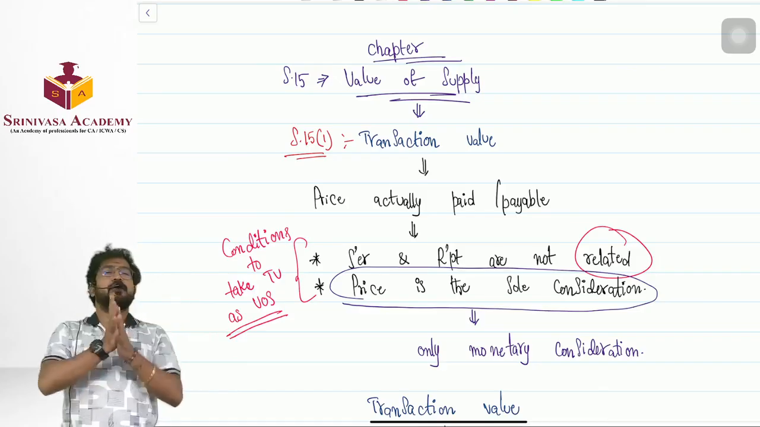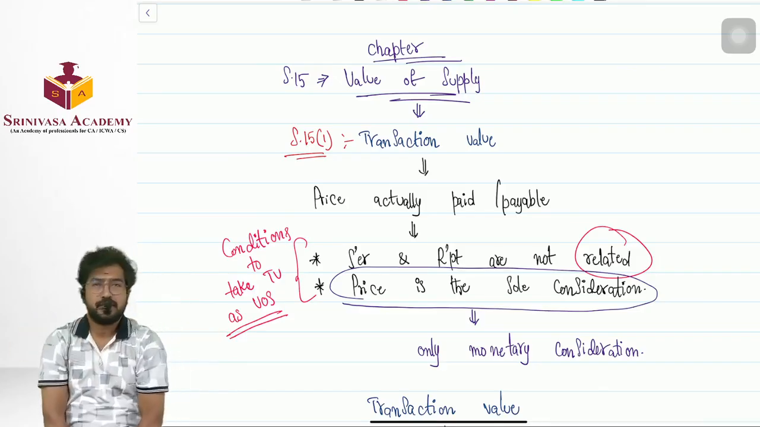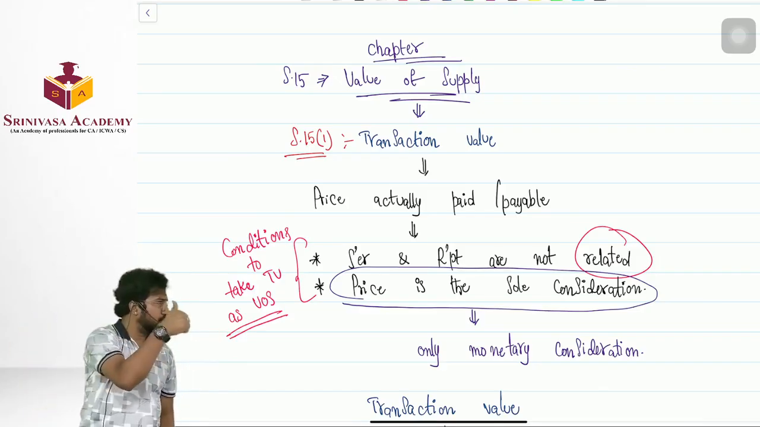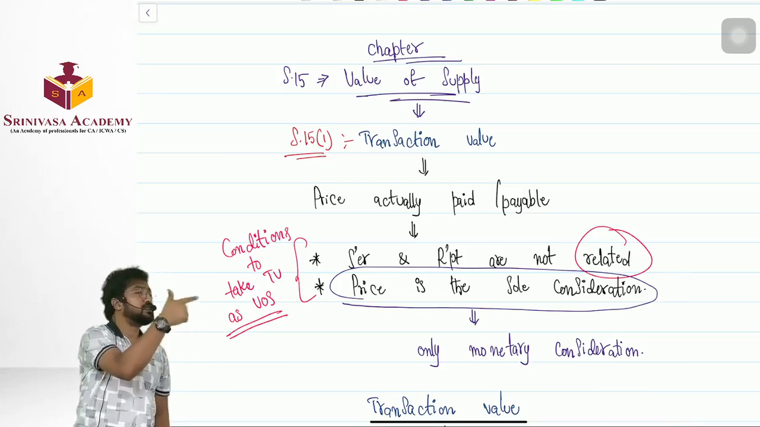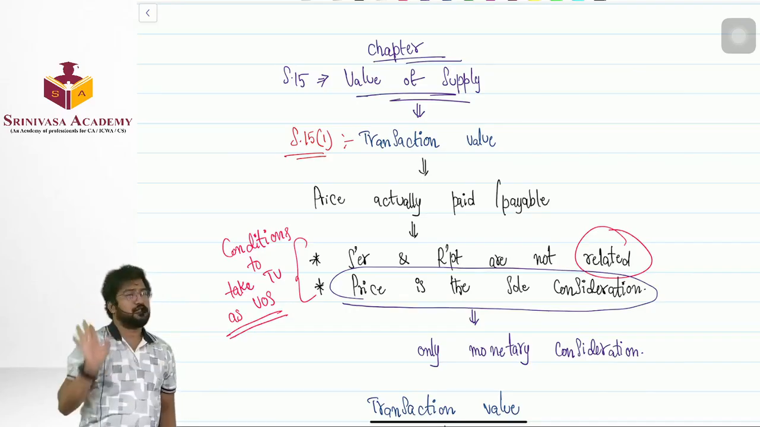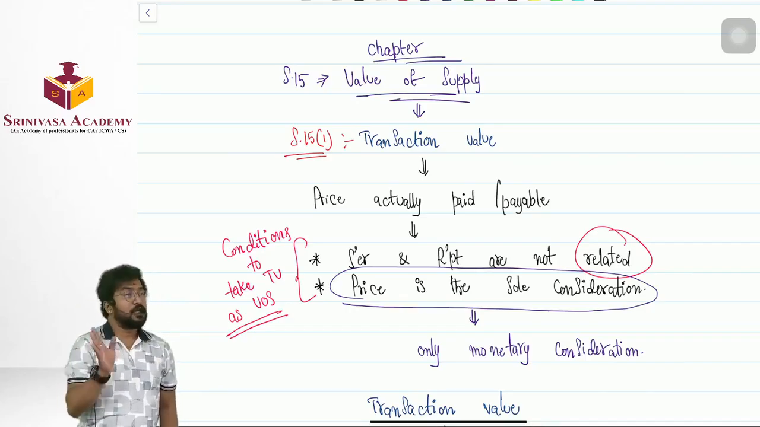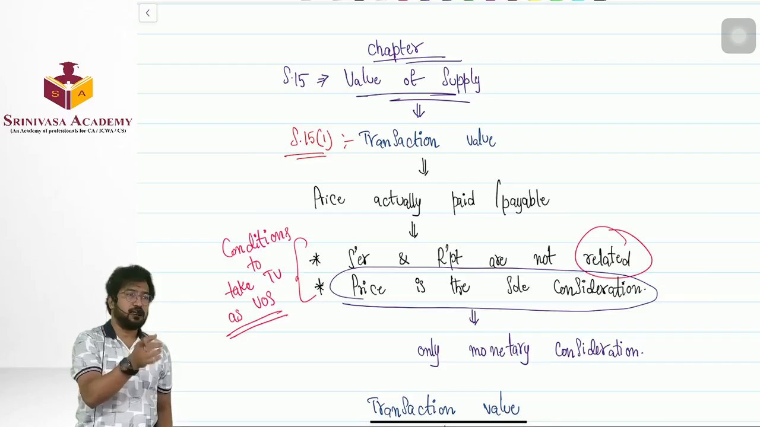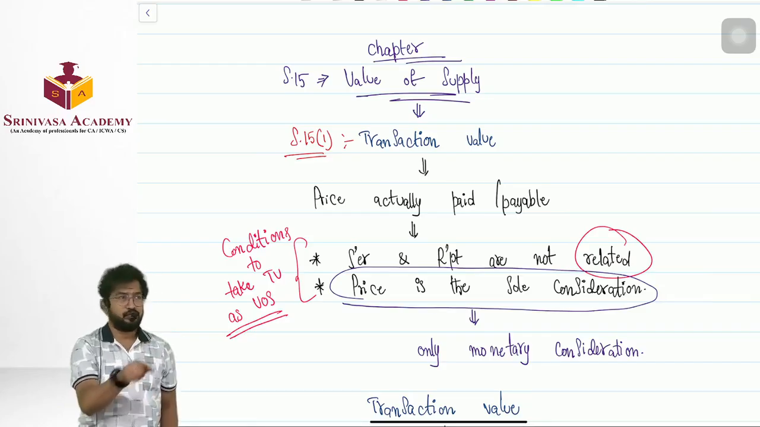I repeat, when will transaction value be taken as value of supply? Supplier and recipient are not related and price is the sole consideration. These two conditions satisfied, you will take transaction value as value of supply. What if any condition is violated? All that we will see in Section 15 subsection 4, valuation rules.